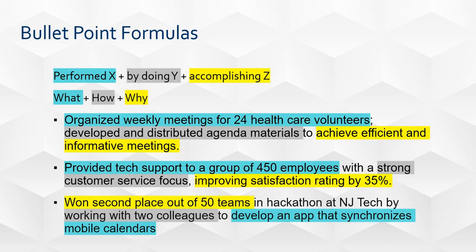Okay, you'll notice that the last bullet point is reversed, and I did that on purpose to show that you don't necessarily have to order the bullet point all the time exactly in the order of what, how, and why. This bullet point started with the accomplishment and then ended with what they did. So it really doesn't matter in what order you have the formula, you just want to make sure you have each piece of the formula in each bullet point that you write.